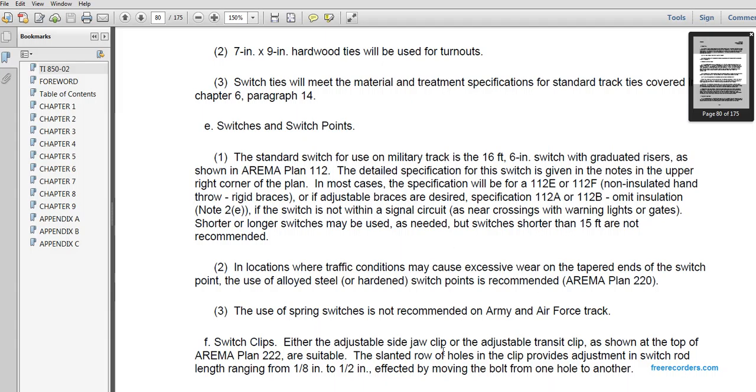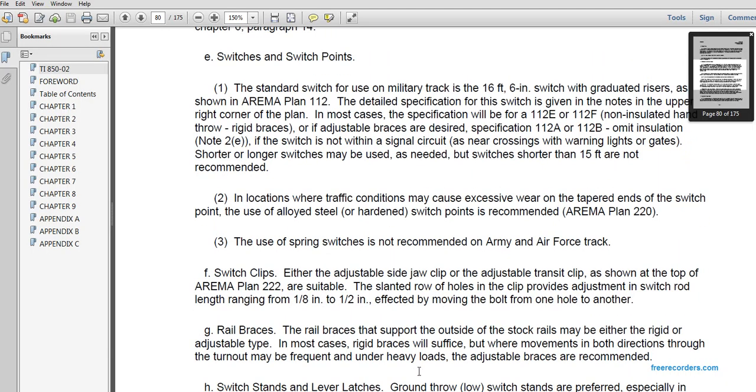Switch clips, either adjustable jaw clips or adjusted transit clips, are shown on the top of the REMA Plan 222, are suitable with the slanted row of the holes on the clip provided by the adjustment of the switch rod lengthening rate ranging from an eighth of an inch to 1/2 inch, affected by moving the bolt from one to another.